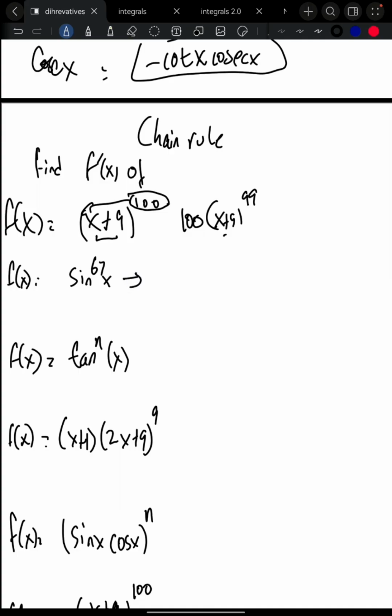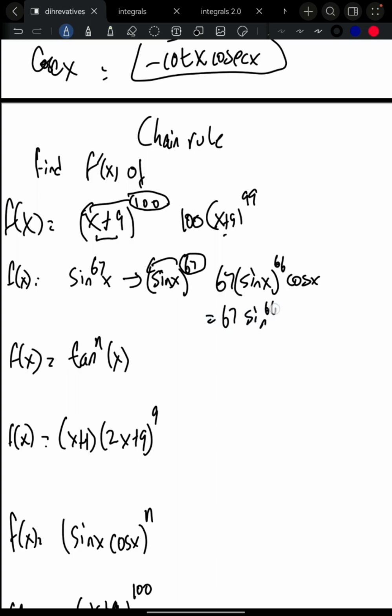Like, let's say you have sine to the power of 67 of x. This is just the same as sine x to the 67, right? So I'm going to differentiate this. I'm going to bring this power down, 67, subtract 1. That's just going to be sine x to the 66 because you subtracted 1. But I have to multiply by the derivative of the inside, which is just cosine x, right? So the final answer is just 67 sine 66 x cosine x. This is the final answer, right?